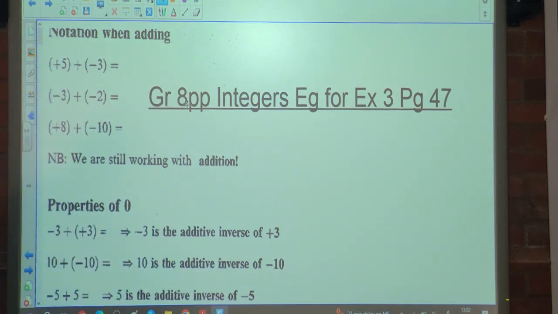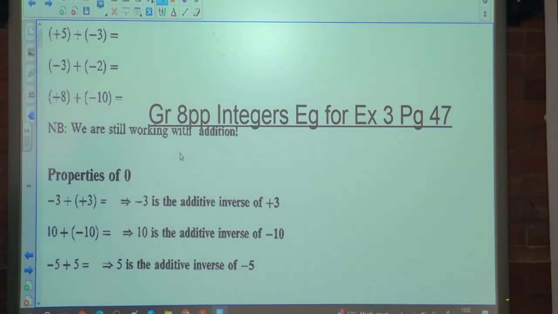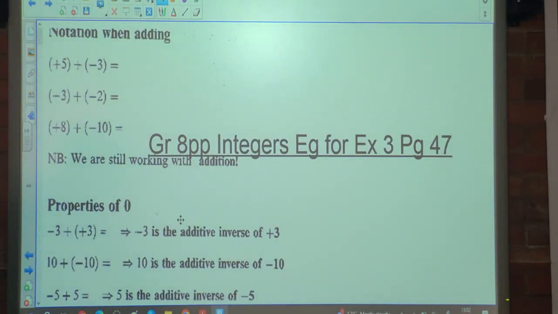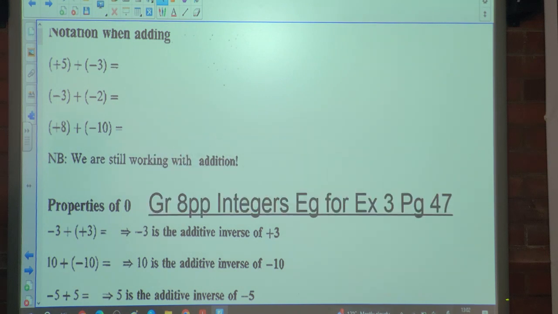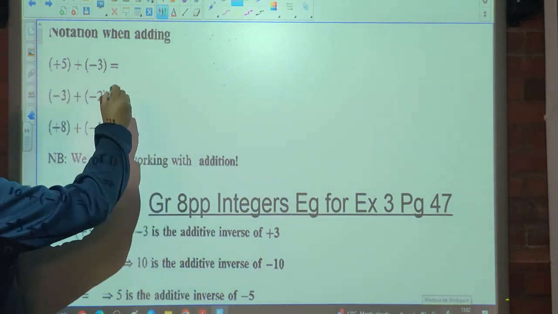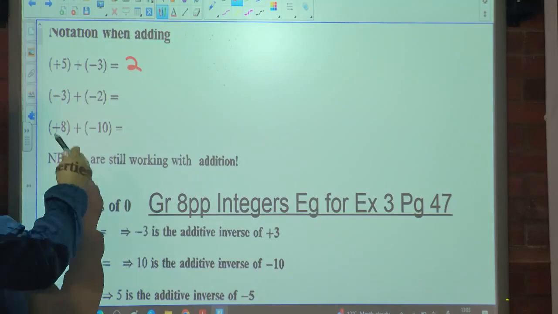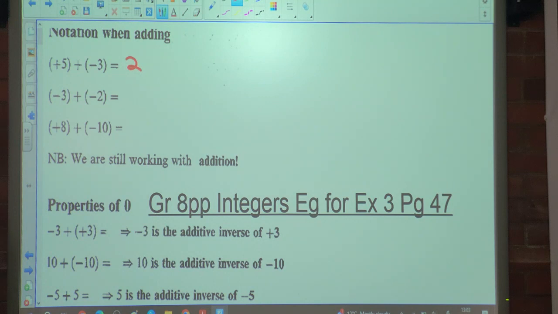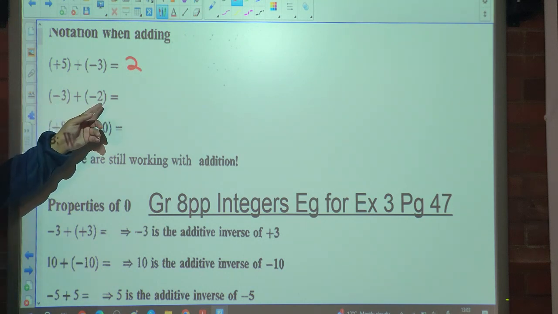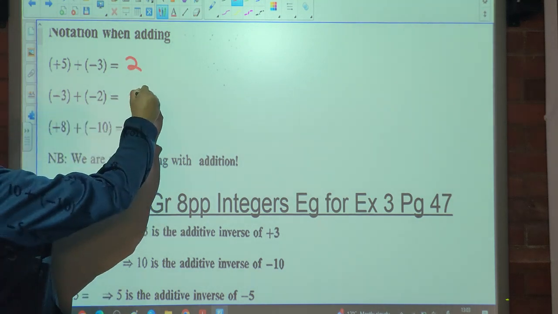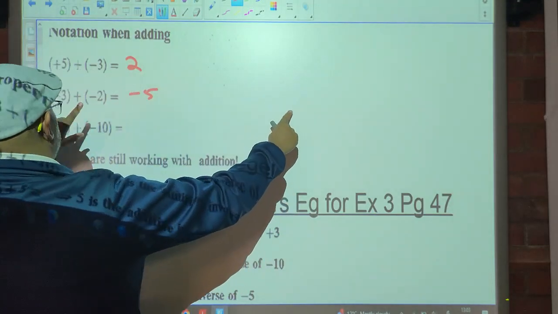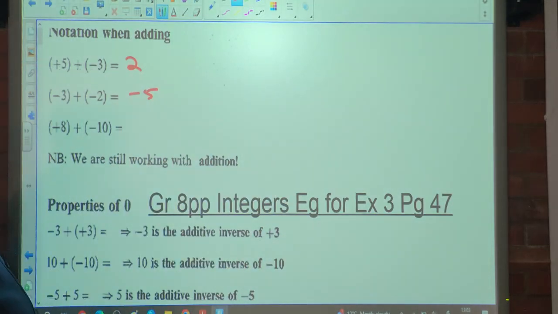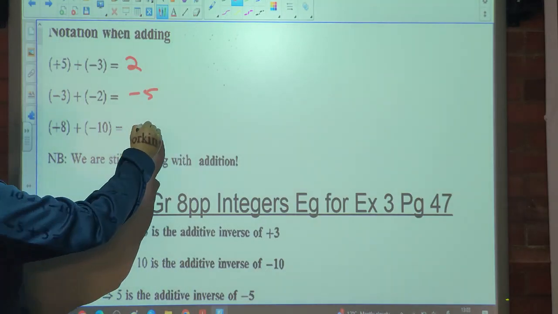Right, so we've got 5 plus negative 8. Did we do this already? No. Did I do this explanation? No. So we've got 5 plus negative 3. What is this answer? 2. On the number line, you put your finger on 5 and you go 3 in the left-hand direction, in the negative direction. What's negative 3 minus 2? Negative 5. Again, you put your finger on negative 3 and you subtract 2, so you're going in the left direction. You've got 8 plus negative 10. Negative.